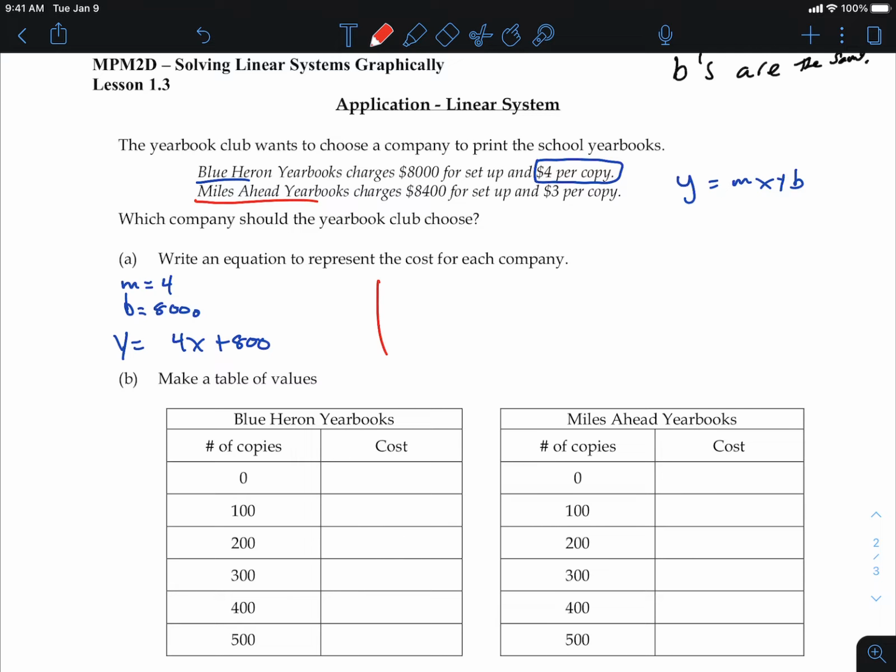And then the miles ahead is the same thing. I see the word per, so I isolate the number per copy. That's my slope: m equals 3. b equals $8,400.